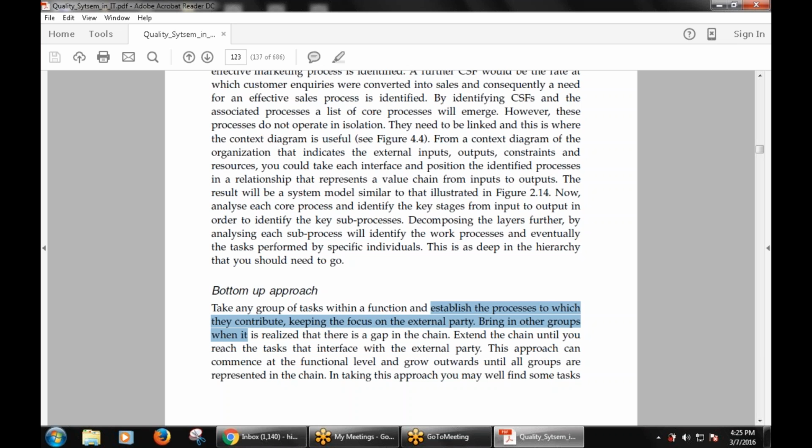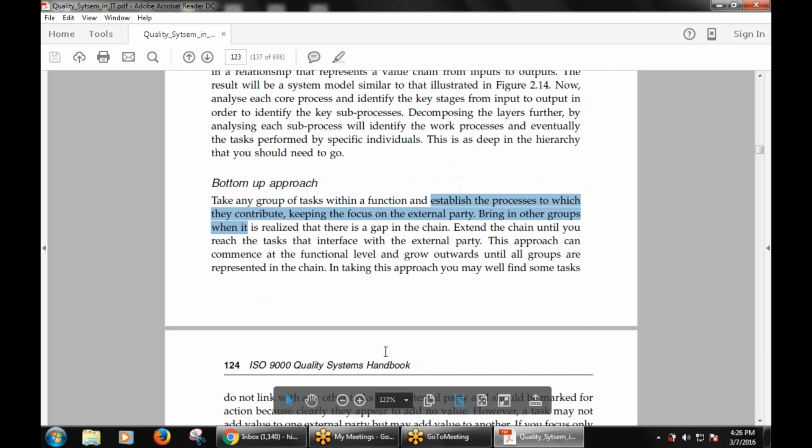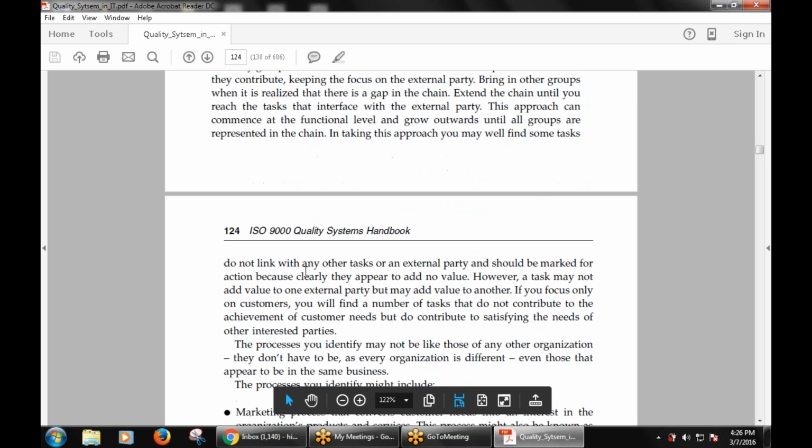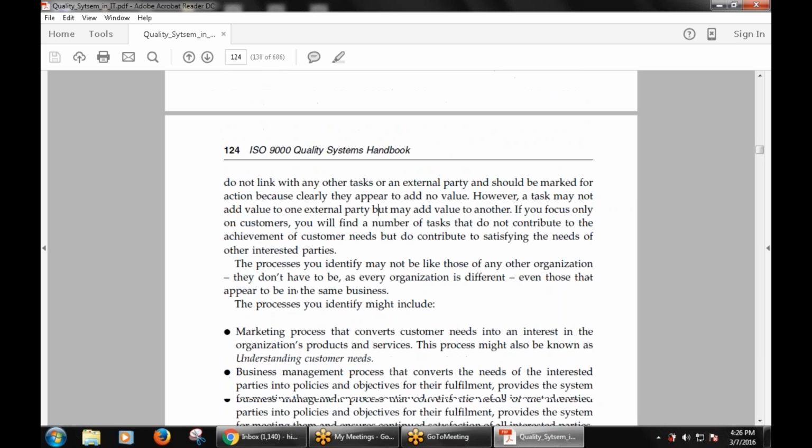This approach can commence at the functional level and grow outward until all groups are represented in the chain. In taking this approach, you may find some tasks that do not link with any other task or external party, and these should be marked for action. Whatever the action and whatever external party is doing it, that is used for marking.